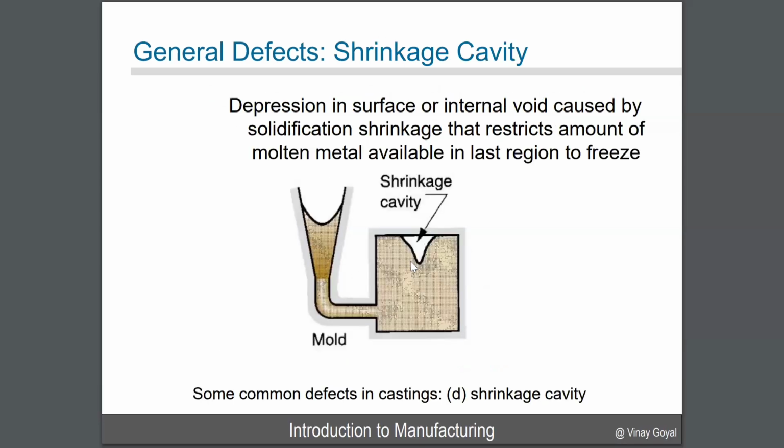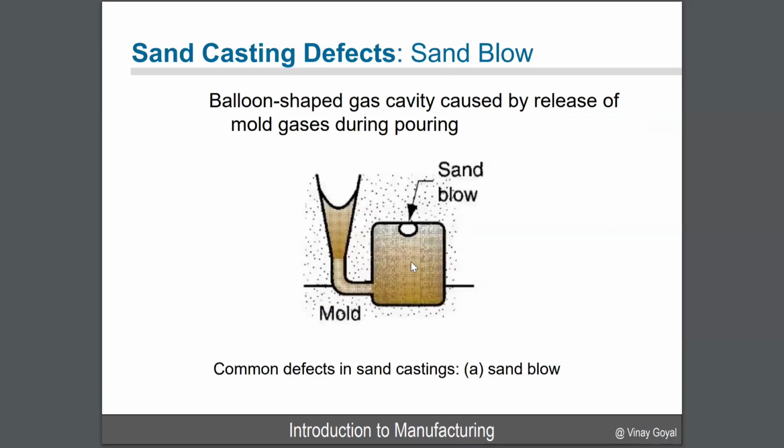Shrinkage cavity, I think we talked about that quite a bit, but I'll repeat it one more time. You get a depression in the surface due to an internal void caused by solidification shrinkage. So that can be an issue as well. So you mentioned it. Thank you for doing that at the beginning of class. Sand blow is another kind where a gas can form. So you get a little bubble there. And the gas cavity can be caused by the release of mold gases.